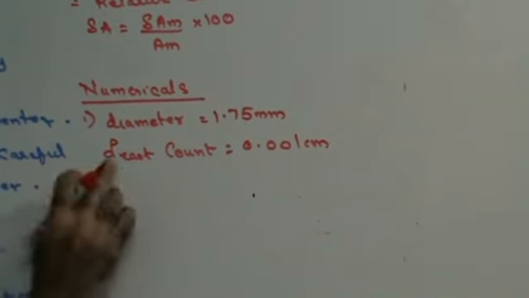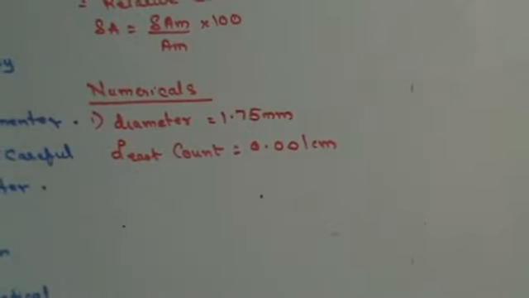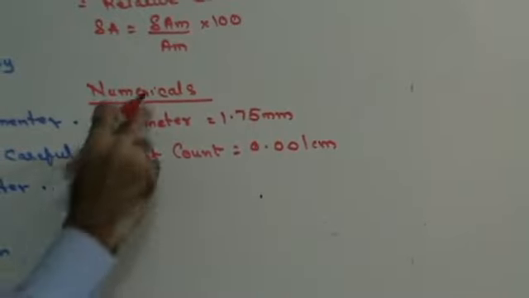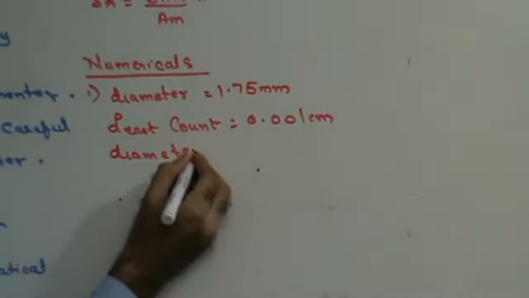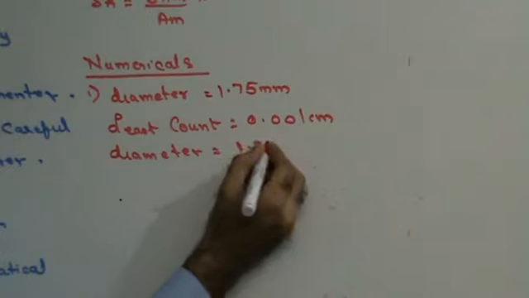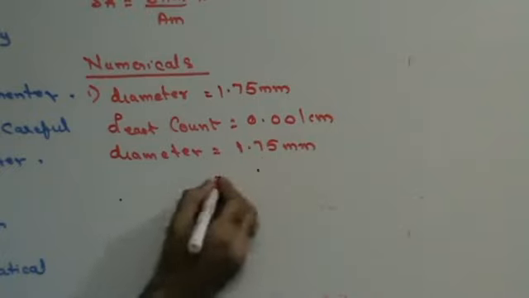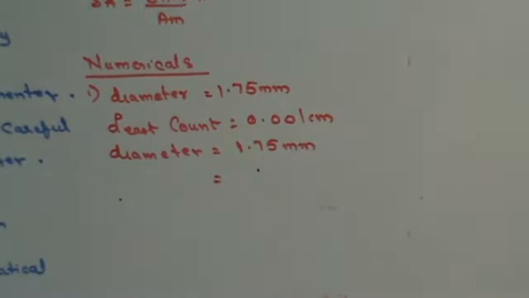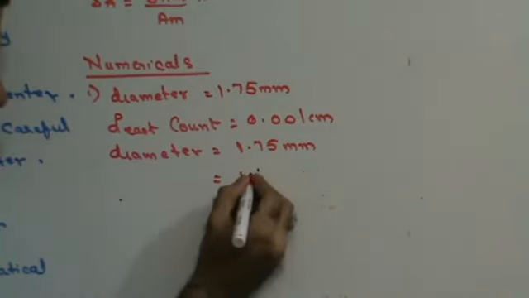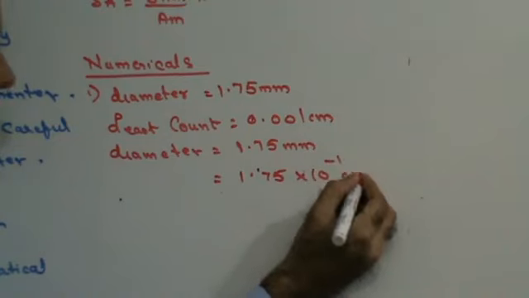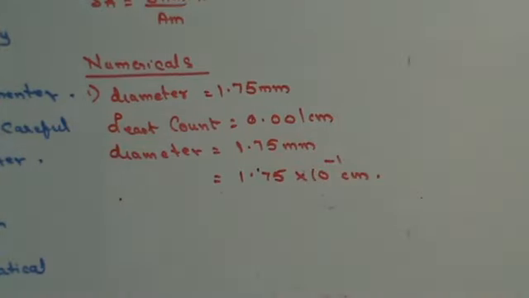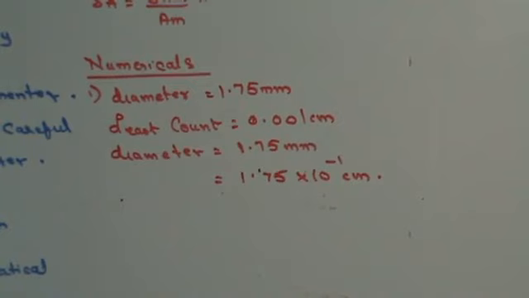Okay. Now since the least count is given to you in centimeters, I have to convert the diameter also into centimeters. So I can say diameter is 1.75 millimeter. To convert from millimeter to centimeter, you multiply by 10 raised to minus 1. So this will be 1.75 into 10 raised to minus 1 centimeter. That's how you convert from millimeters to centimeter.